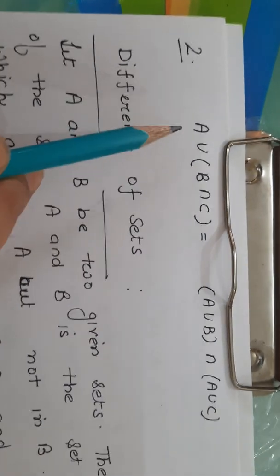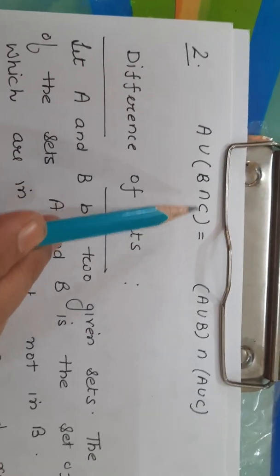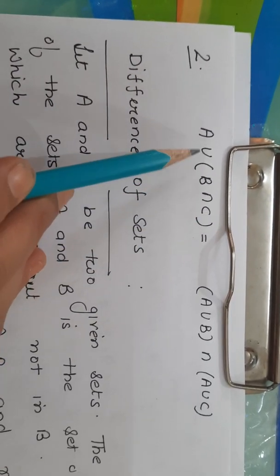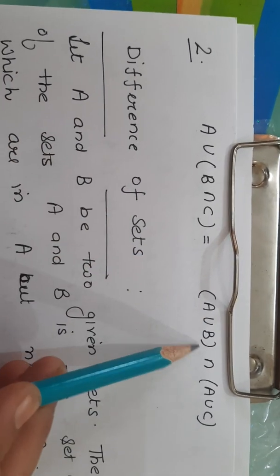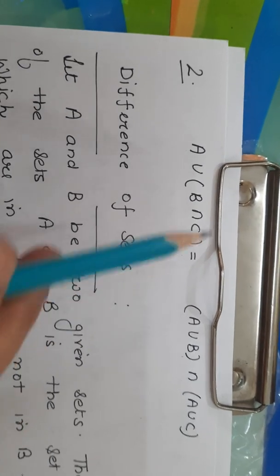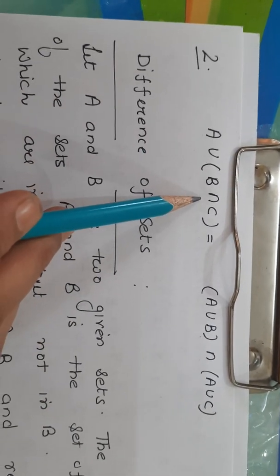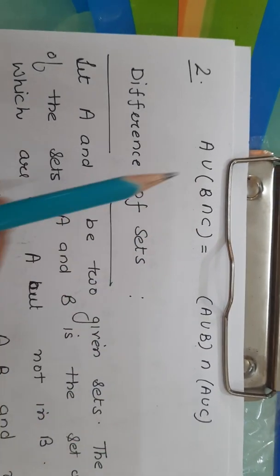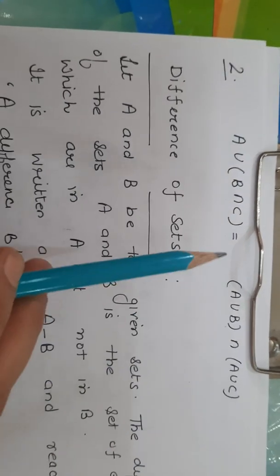The second is A union B intersection C. This is equal to A union B, then this intersection A union C. Here union is distributing over intersection. Students, you must try the proof by yourself using Venn diagram.